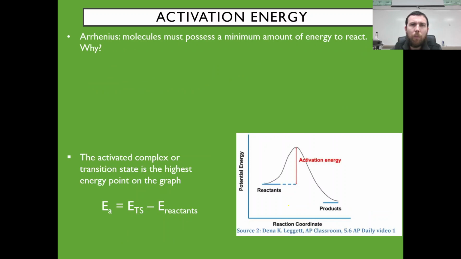Now, we also need to understand some things about activation energy, which should remind us of what we talked about in 5.5 with the collision model: molecules have to possess a minimum amount of energy to react. Arrhenius understood this, but he wondered, why is that the case? Why do we need that activation energy? Why do we need that minimum energy?